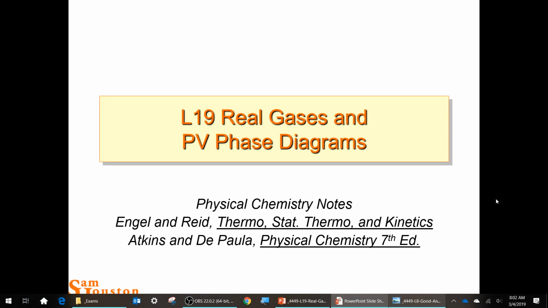And so today we're going to start talking about phase diagrams. This is the next section of the course. Phase diagrams are exactly what they sound like, all the different phases of matter. So you're going to have solid, liquid, and gas. Those are the main phases that we'll deal with.